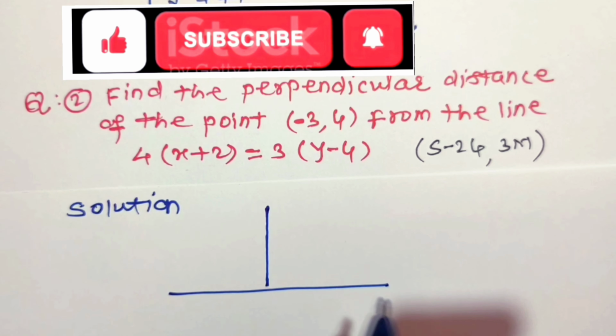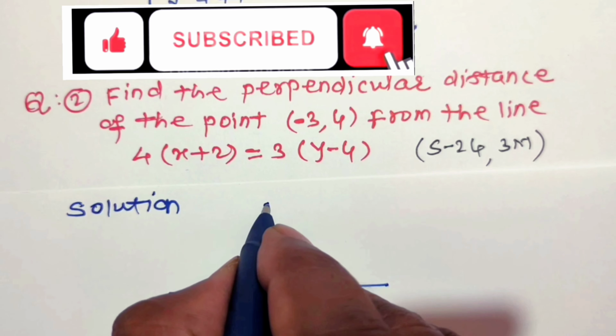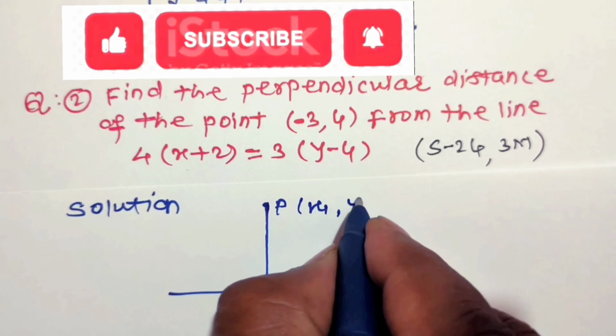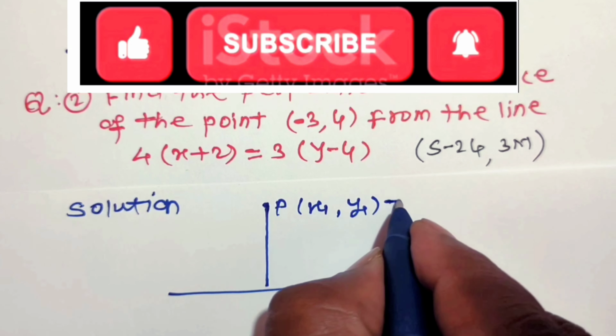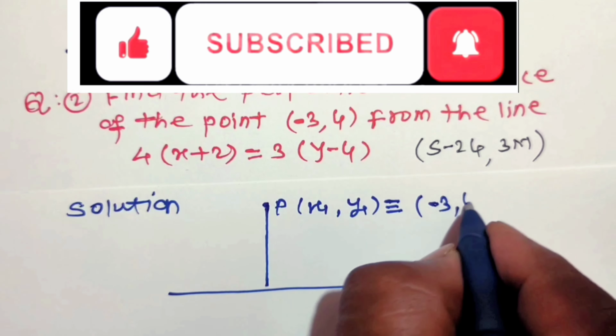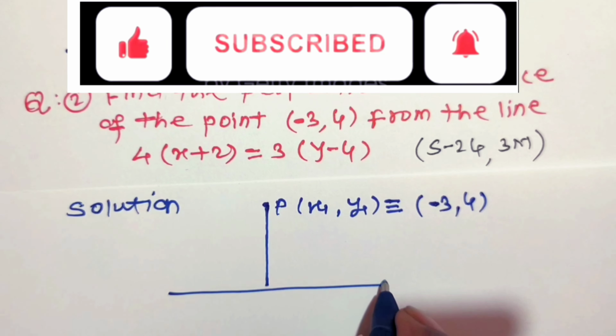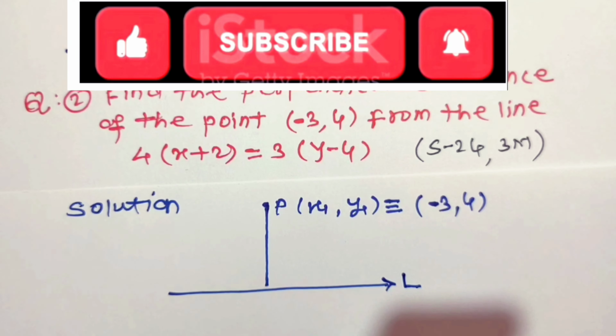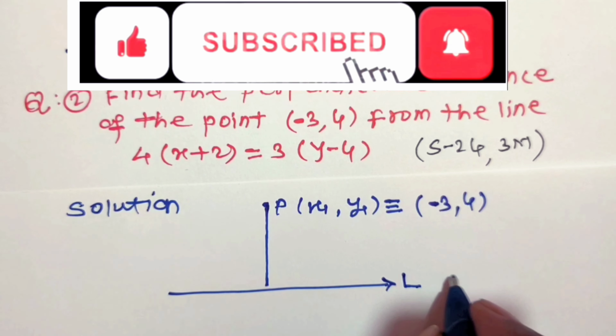considering point P (-3, 4) as (x1, y1). Meaning of this, x1 is -3, which is the x coordinate of point P, and y1 is 4, which is the y coordinate of point P.